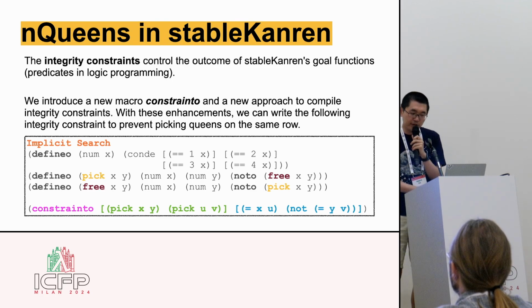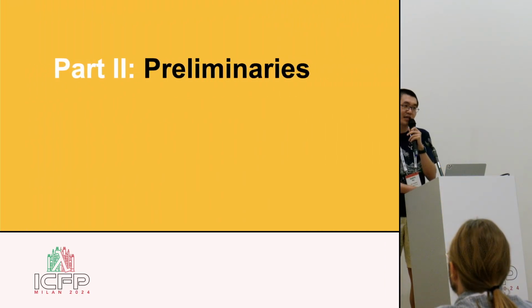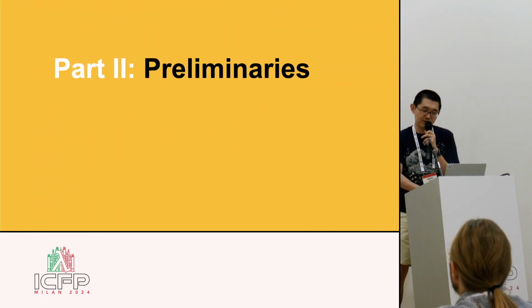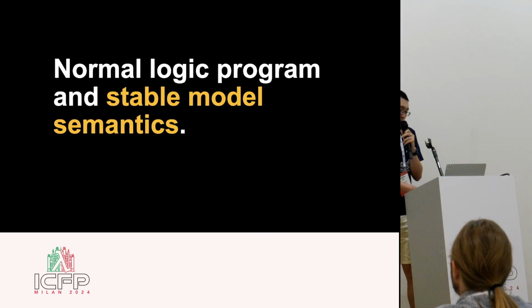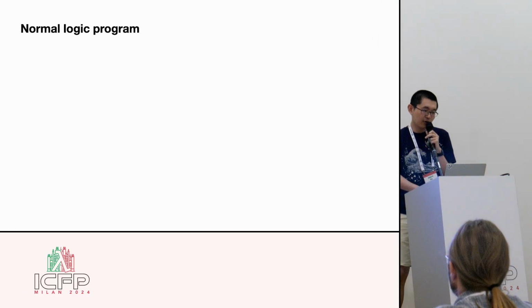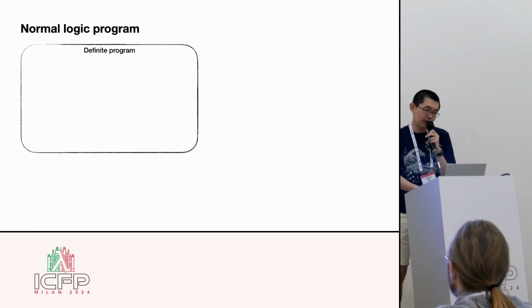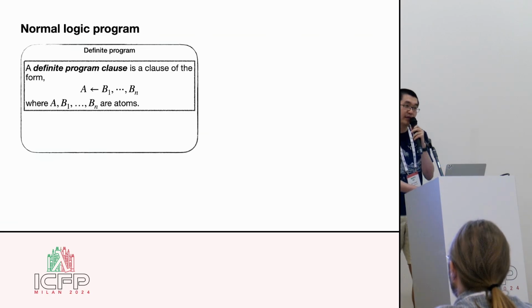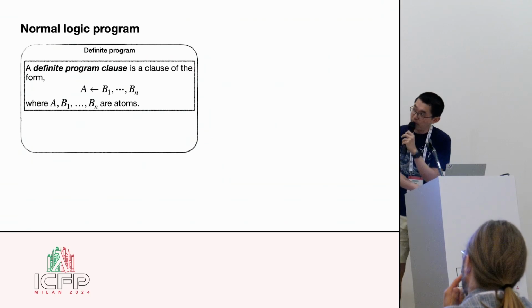And how do we do it? Let's have some preliminaries to lay some foundations. First, go back to the normal program and the stable model semantics as a quick recap. To define a normal program, we actually start from the definite program. This is what miniKanren has right now. A definite program is in this form.